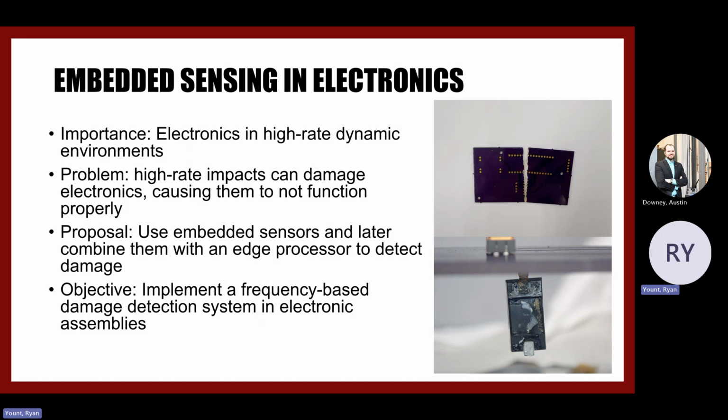So the importance of this is that electronics can sometimes be in environments where they experience high rate dynamic events. And the issue with that is that these impacts can actually damage electronics, causing them to not function properly. You might get something as drastic as, say, the top picture where something completely breaks, but probably more often than that, you get something like this bottom one where you have a component falling off.